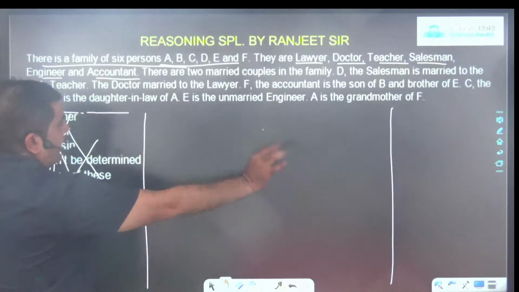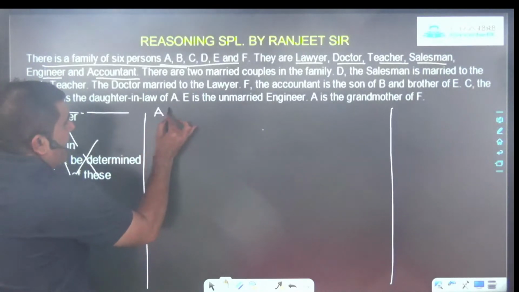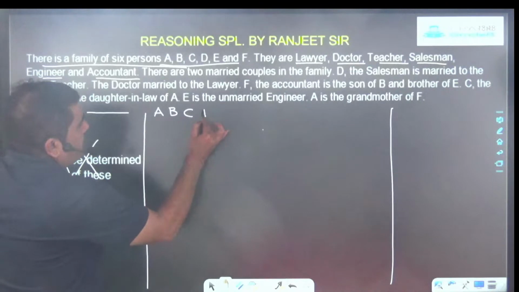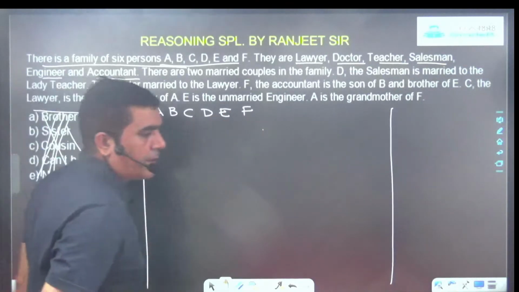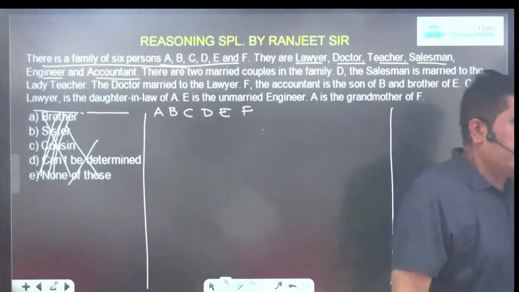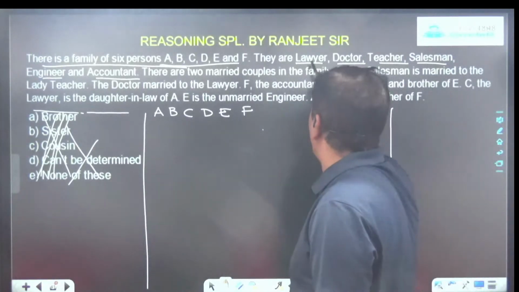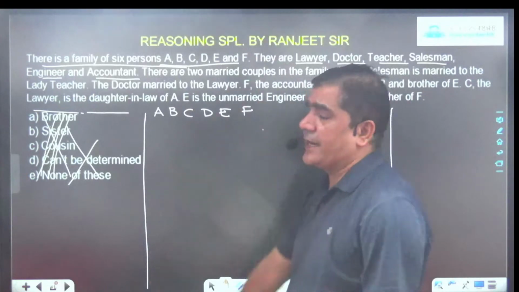B, C, D, E and F. It means in my family tree, I have to draw 6 persons A, B, C, D, E and F. Clear? Now they are saying they are lawyer, doctor, teacher, salesman, engineer and accountant.